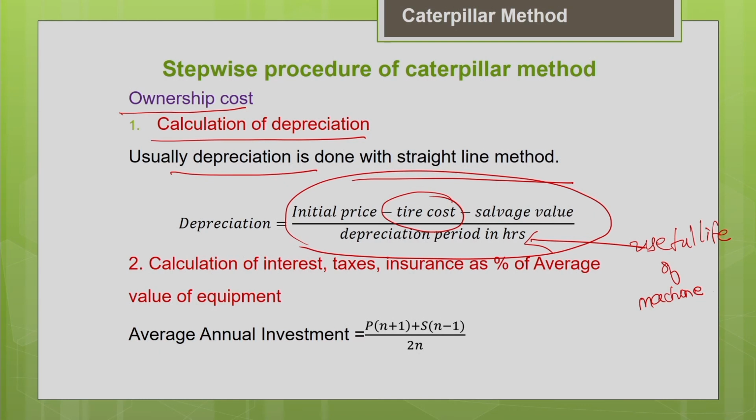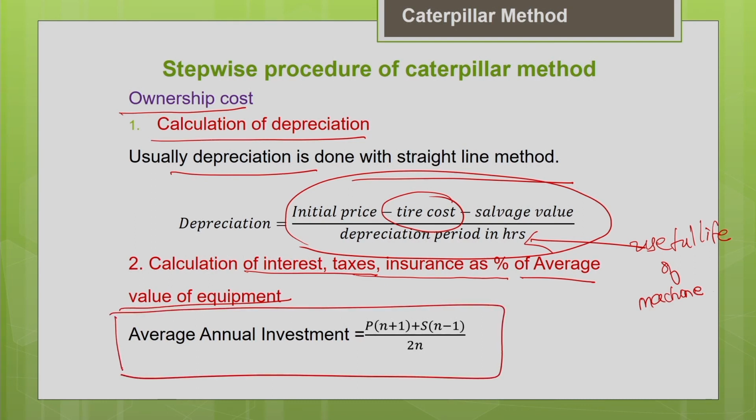Now let us calculate the other components of the ownership cost, namely the cost of investment, taxes and insurance. Everything will be calculated as a percentage of the average value of the equipment. I hope you remember how to estimate the average value of the machine using the straight line depreciation method. We derived this formula in the earlier lecture. It is P into (n plus 1) plus S into (n minus 1), divided by 2n.